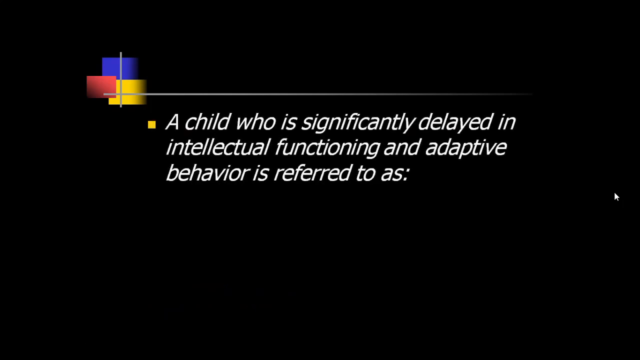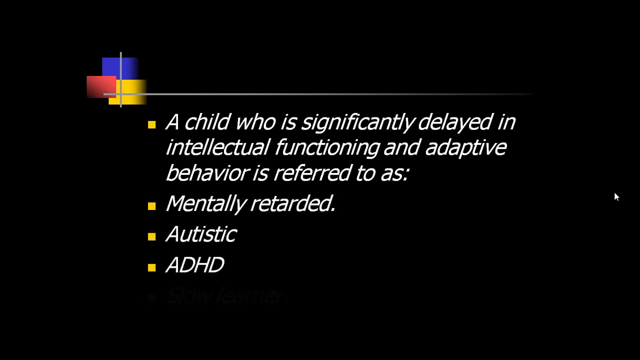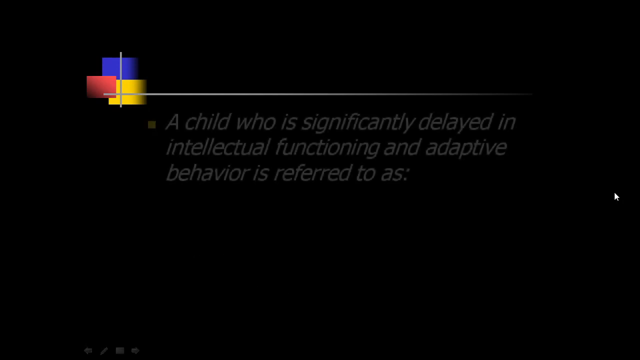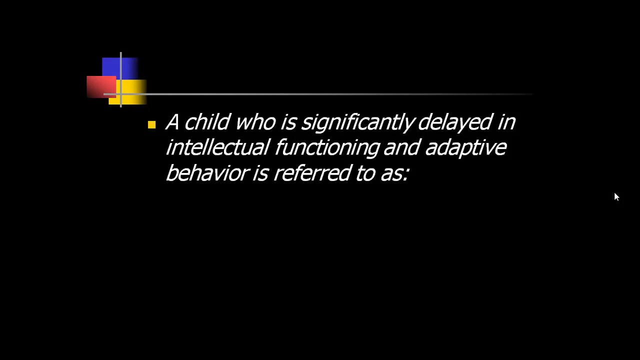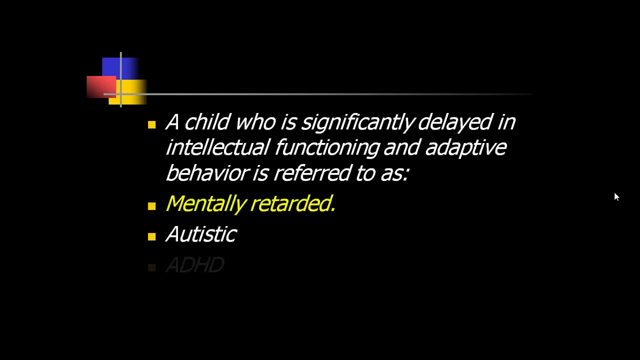Next question. A child who is significantly delayed in intellectual functioning and adaptive behavior is referred to as mentally retarded, autistic, ADHD or slow learner? A child who is significantly delayed in intellectual functioning and adaptive behavior is referred to as mentally retarded.